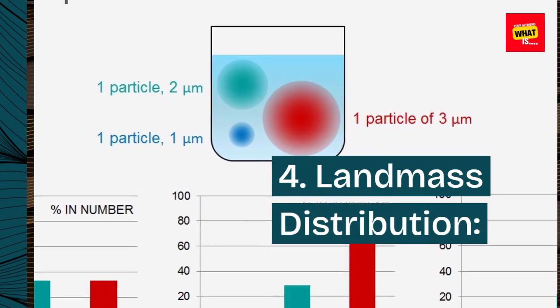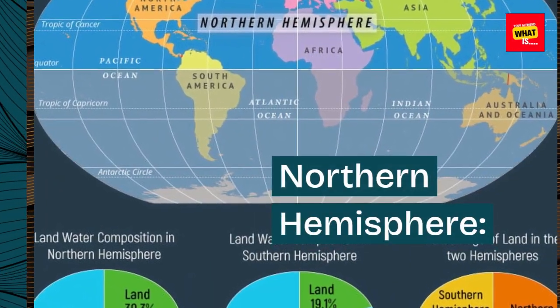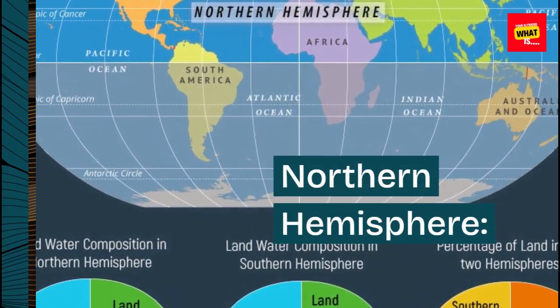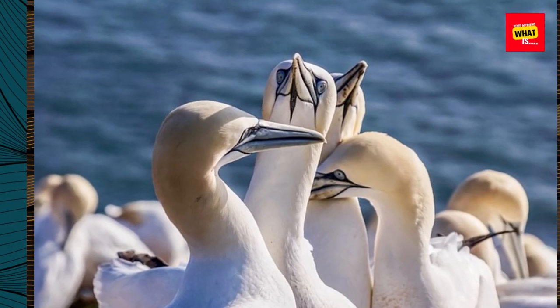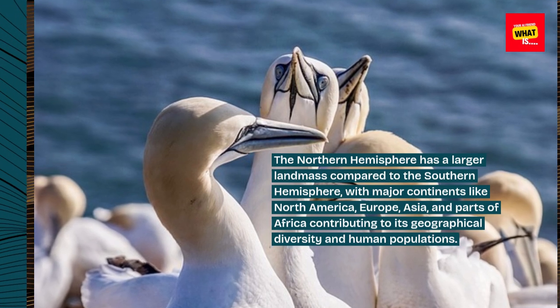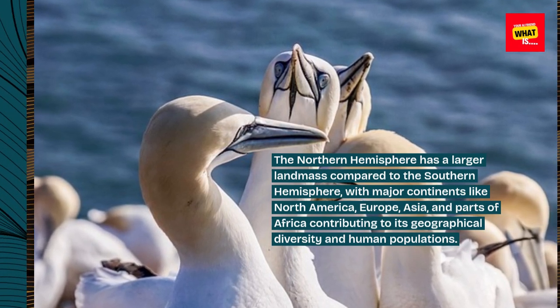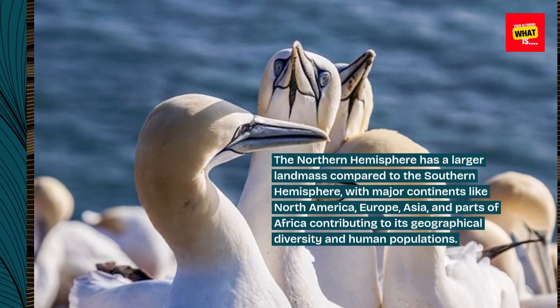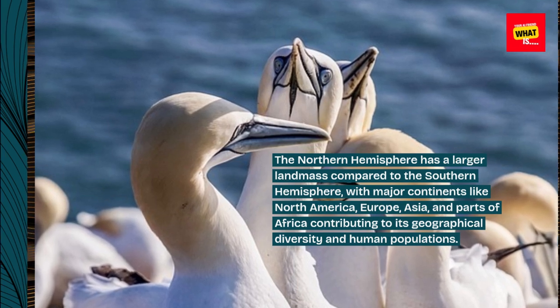4. Landmass distribution. Northern Hemisphere. The Northern Hemisphere has a larger landmass compared to the Southern Hemisphere, with major continents like North America, Europe, Asia, and parts of Africa contributing to its geographical diversity and human populations.